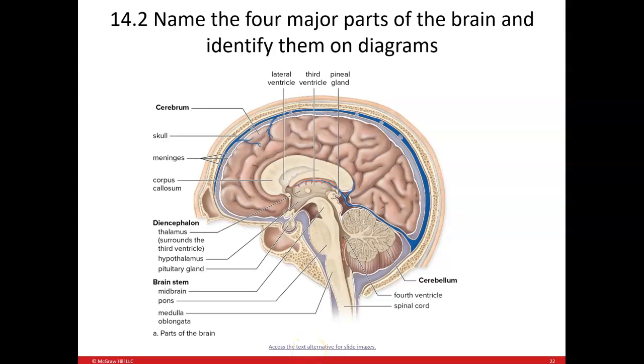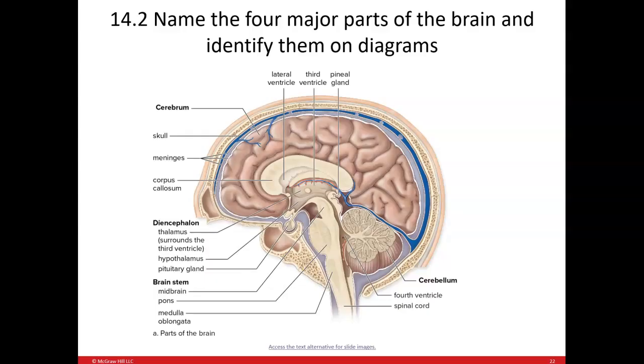Here we are on the second part of section 14.2, and we're going to talk about the brain and the parts. This does take some time to sit down and remember these, so get out your pictures when you study and practice. Okay, so this is kind of the parts and what they do.